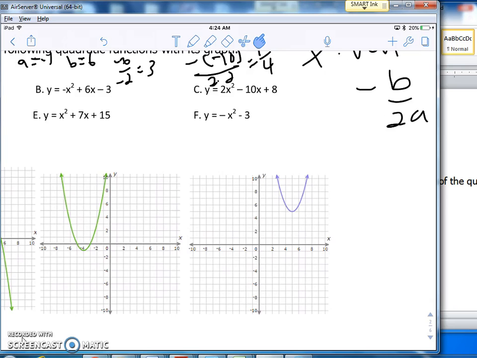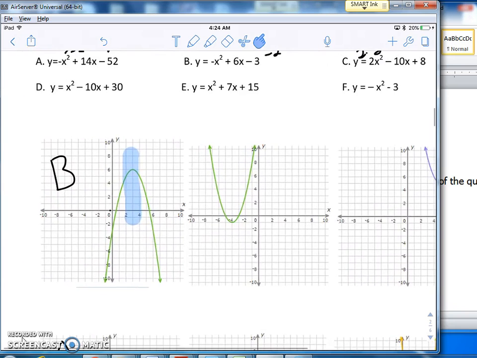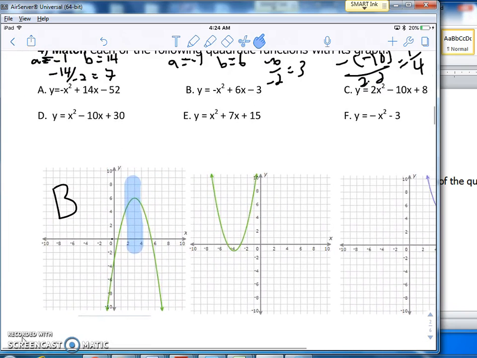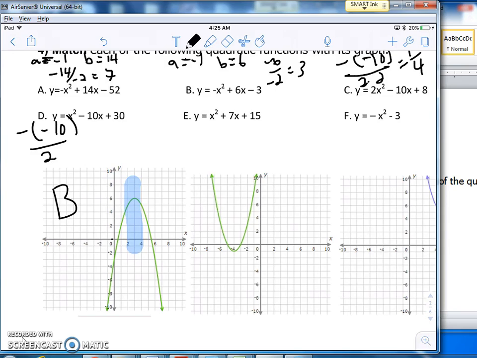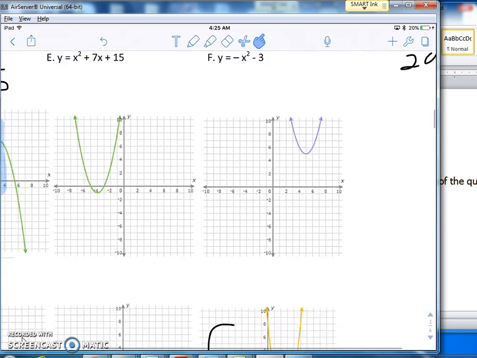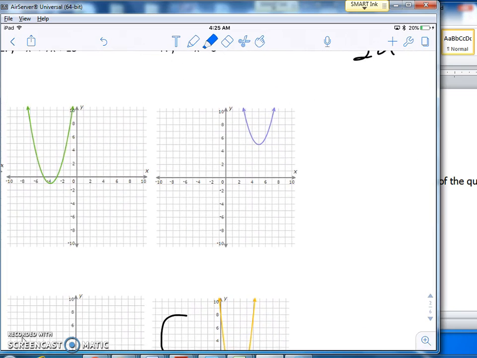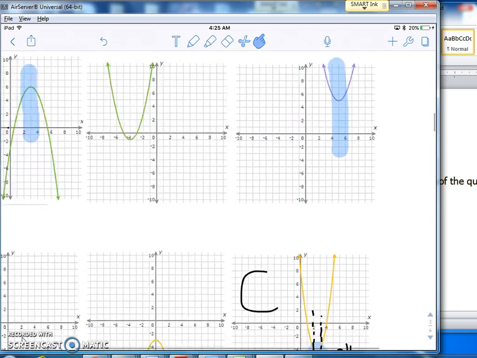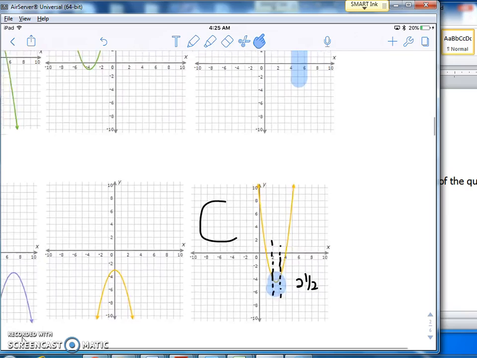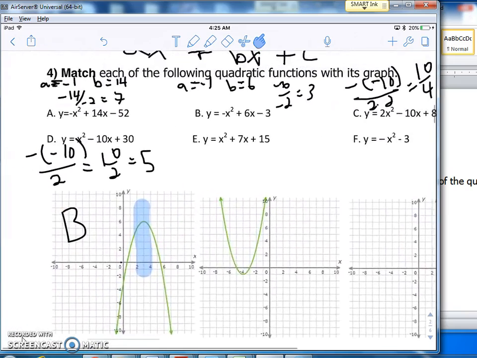We have time for one more before the video is going to cut out. The opposite of b over 2a is going to be the opposite of -10 over 2 times 1, which is 10 over 2, which is 5. So we're looking for a graph that has an x vertex at 5. And it looks to me this one is at 5. And that's the only one at 5. So there's your D.